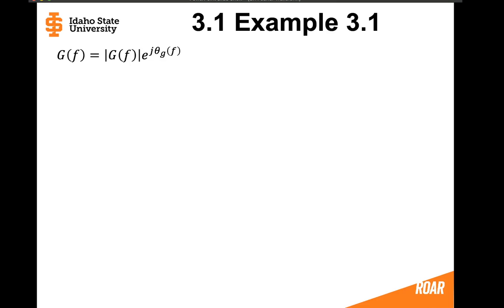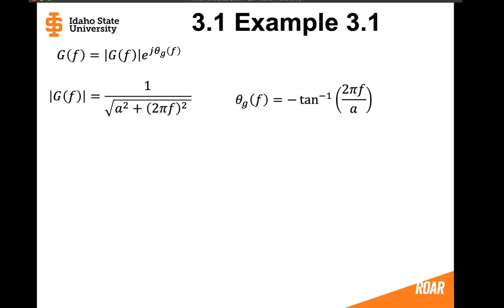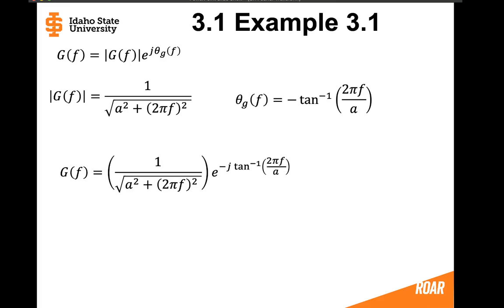So if we take the work that we've done and rewrite this, we have the amplitude response that looks like this, and the phase response that looks like this. We could rewrite the whole frequency response to look like the amplitude response multiplied by e raised to the minus j inverse tangent of 2 pi f over a.